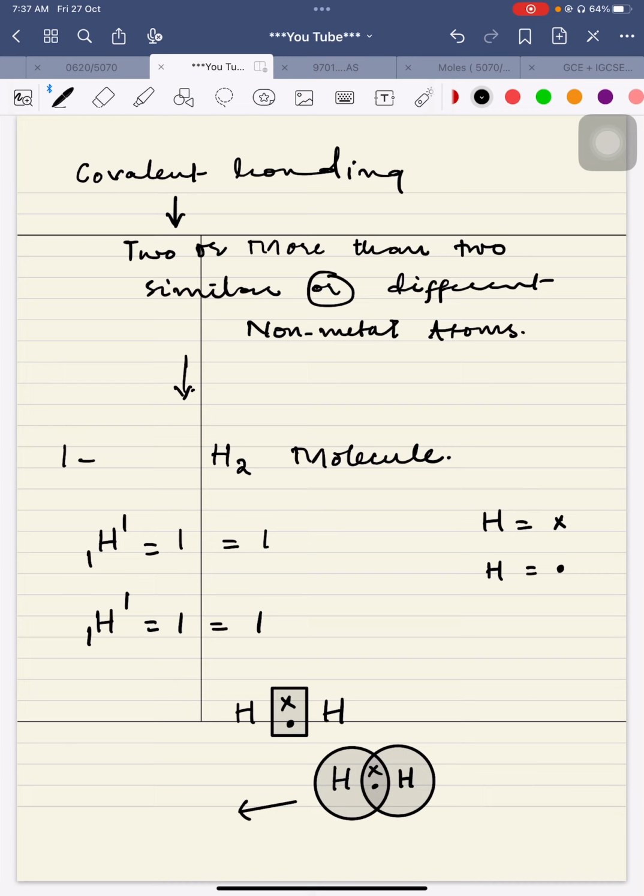We can see that there is one pair of electrons in the sharing region. One pair of electrons in the sharing region will originate a single covalent bond. Two pairs in the sharing region will originate a double covalent bond. Three pairs in the sharing region will originate a triple covalent bond. So here, as there is one pair of electrons in the sharing region, it is going to originate a single covalent bond. So this is the structure of the hydrogen molecule.